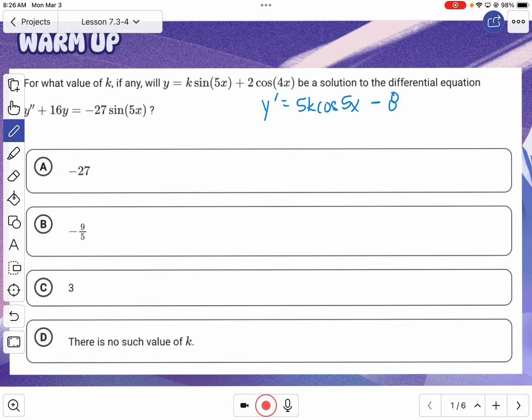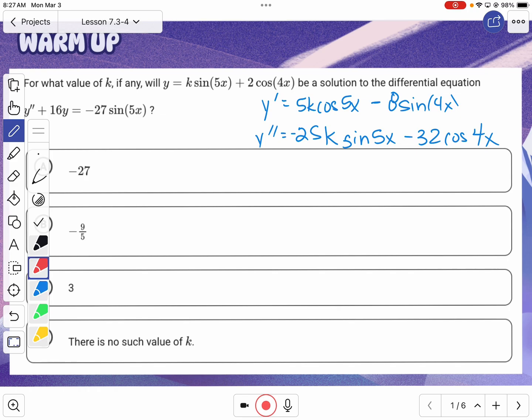All right, so sine 4x. Okay, and so then if we did y double prime, it would equal negative 25k sine 5x minus 32 cosine 4x. Did y'all get that?